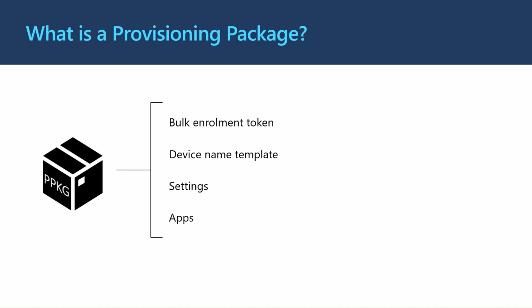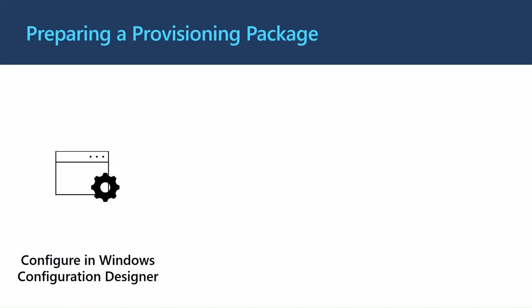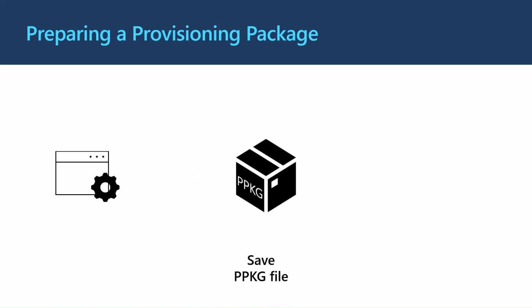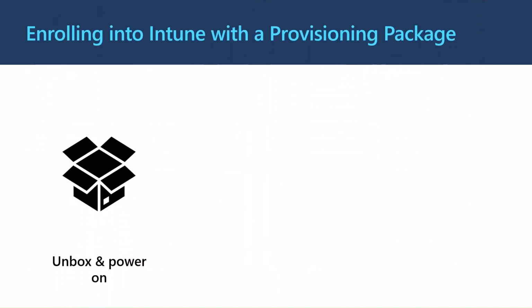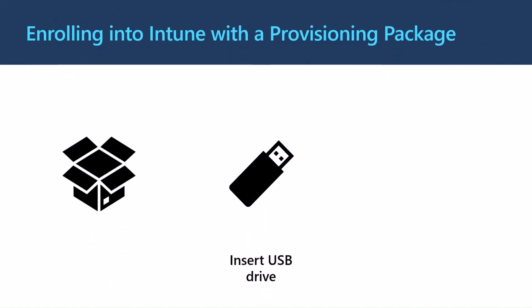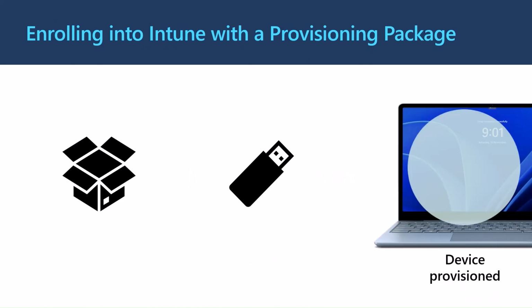In terms of Intune, the bulk enrollment token and Entra ID auto-enrollment results in the device being joined to Entra ID and enrolled into Intune. To prepare a provisioning package, sometimes called a PPKG, we configure the package using Windows Configuration Designer, save the PPKG file, and then copy it to a USB drive. Once we have our PPKG, we can use it on devices after unboxing them by inserting the USB stick and then powering on the device.